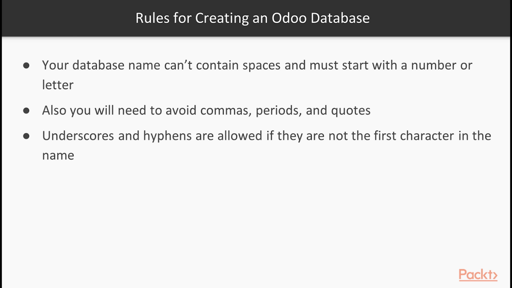Selecting a database name. When selecting a database name, choose a name that describes the system and that will make clear the purpose of the database. There are a few rules for creating an Odoo database. Your database name cannot contain spaces and must start with a number or letter. Also, you will need to avoid commas, periods, and quotes. Underscores and hyphens are allowed if they are not the first character in the name.